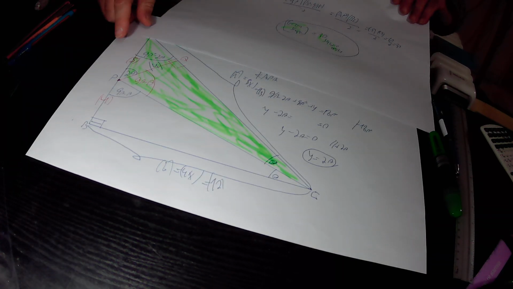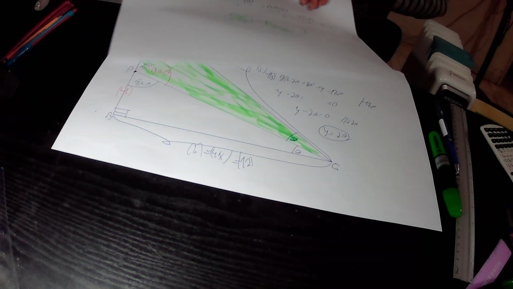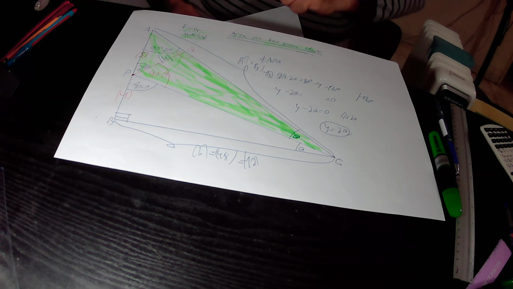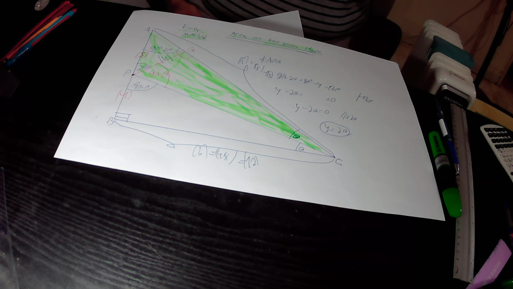The base is AP, and the height to the base is BC, over 2. AP is 5 and BC is 12. So in total, the area of the green shape equals 5 times 12 over 2. 5 times 12 is 60, and 60 over 2 is 30. So the area of this green shape, that is the area we are looking for in this question, is equal to 30 square units. This is according to the first method. In the next step, we solve this question according to the second method.